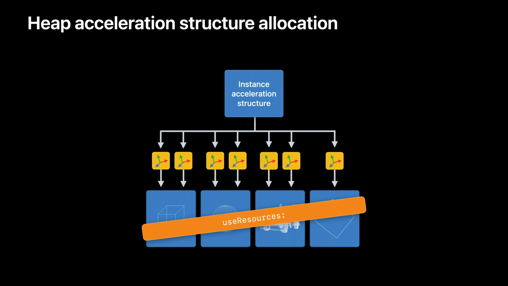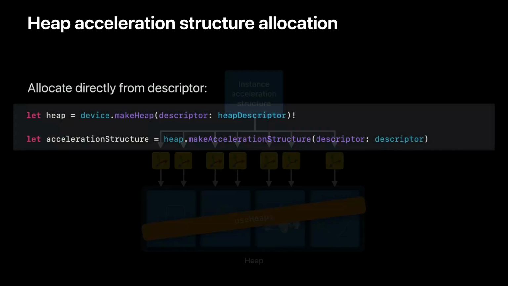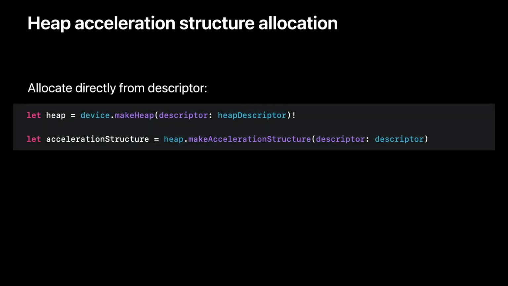But you still need to maintain an array of your acceleration structures, and Metal still needs to loop through the array. Instead, you can allocate all of these primitive acceleration structures from the same heap. When you want to use the instance acceleration structure, you can simply make a single call to the useHeap method to reference all of the primitive acceleration structures. We saw a small performance improvement in one application simply by replacing the calls to useResource with a single call to useHeap. Let's see how you can allocate an acceleration structure from a heap.